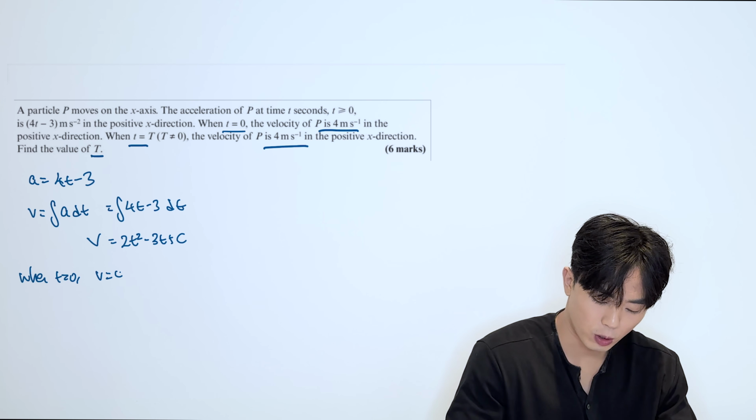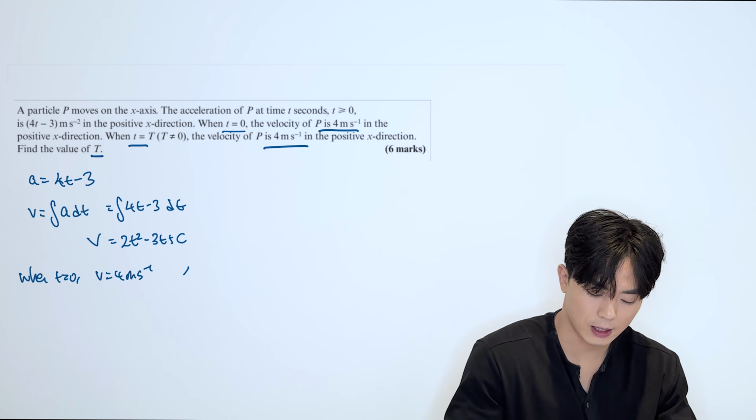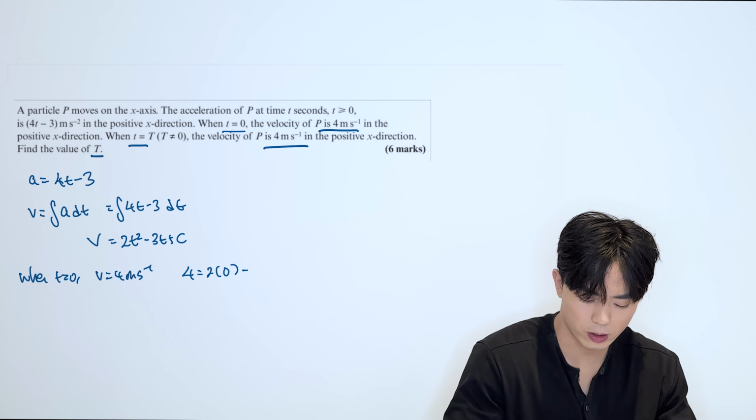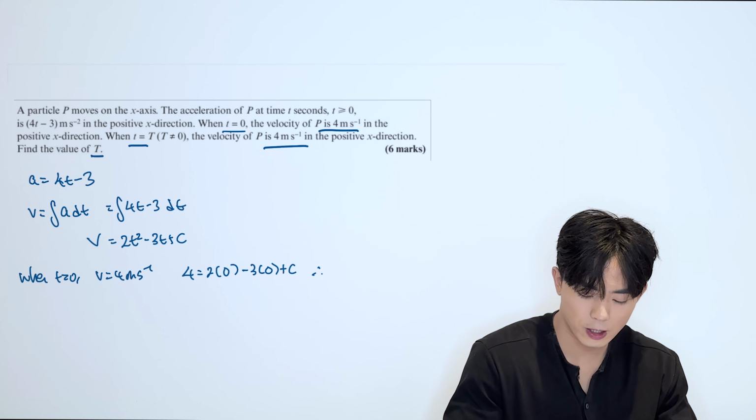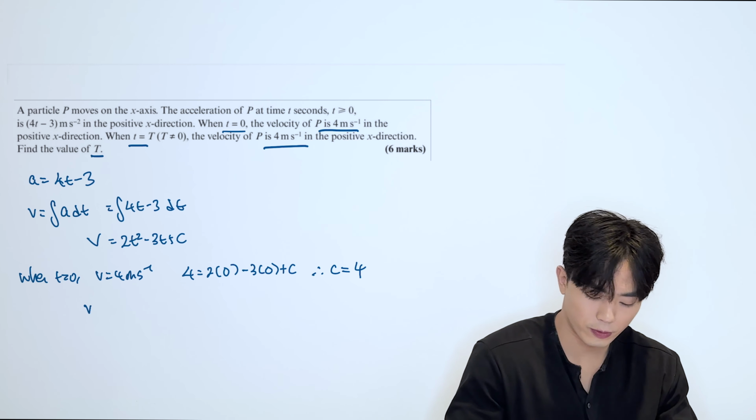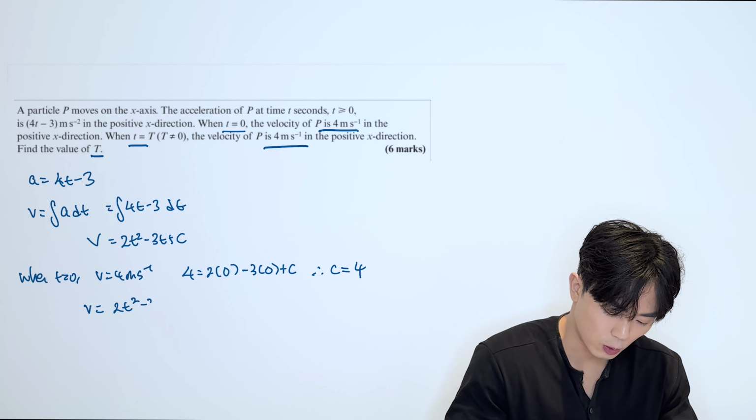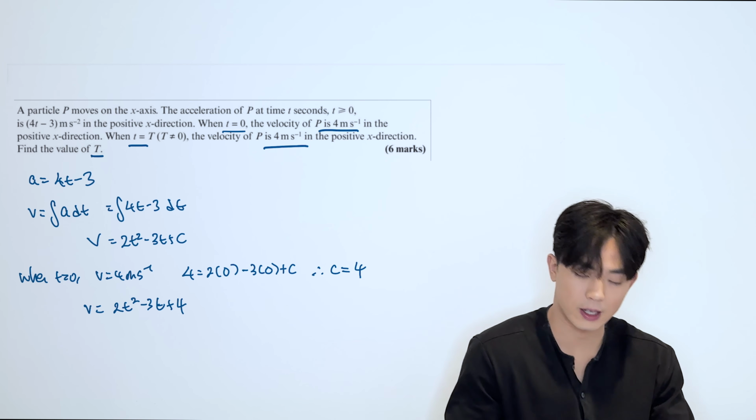So luckily we're told that when t is 0, the velocity is 4 meters per second. So I can plug this in. So I can say that 4 is equal to 2 times 0 minus 3 times 0 plus c. So therefore c is going to be 4. So the full velocity equation will be 2t squared minus 3t plus 4, like so.